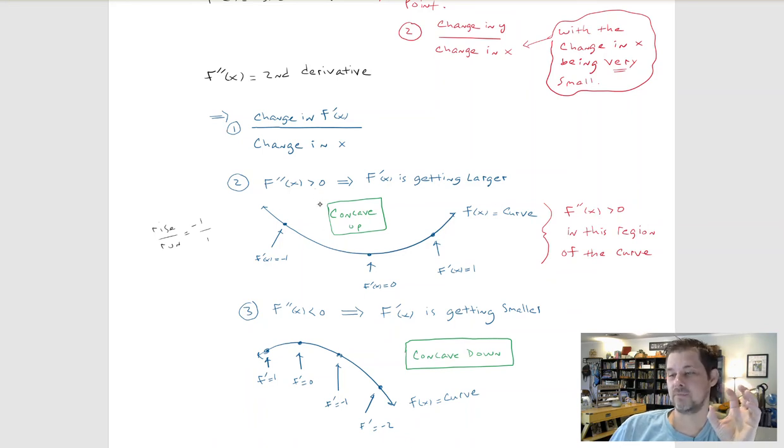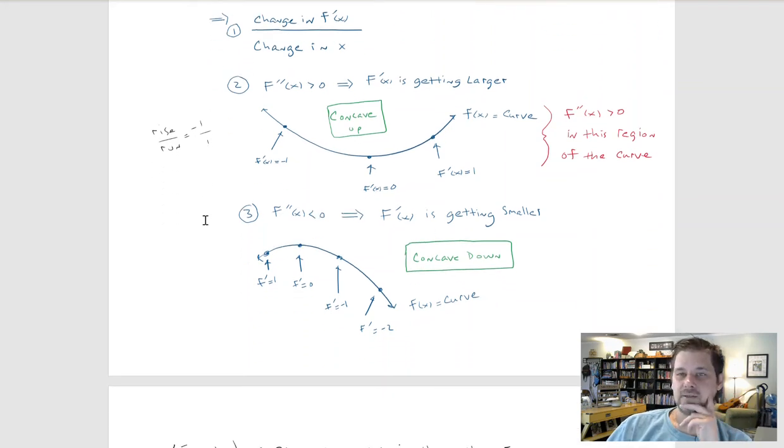Now we have a term for that. We say that this portion of the curve where the second derivative is positive, where f prime is actually becoming a larger and larger number, is concave up. I'll say more about that in another video, but for now make all the associations in the picture. If the second derivative is positive, the curve is getting steeper from left to right, and the curve is said to be concave up.